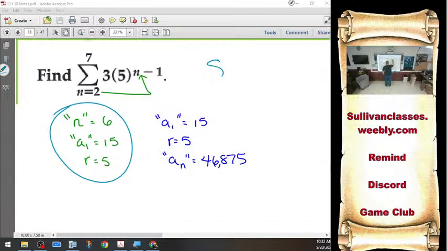And I'd say S sub 6 is, first formula, a sub 1 times 1 minus rate to the nth power over 1 minus rate. Okay? 58590. I heard 58590.